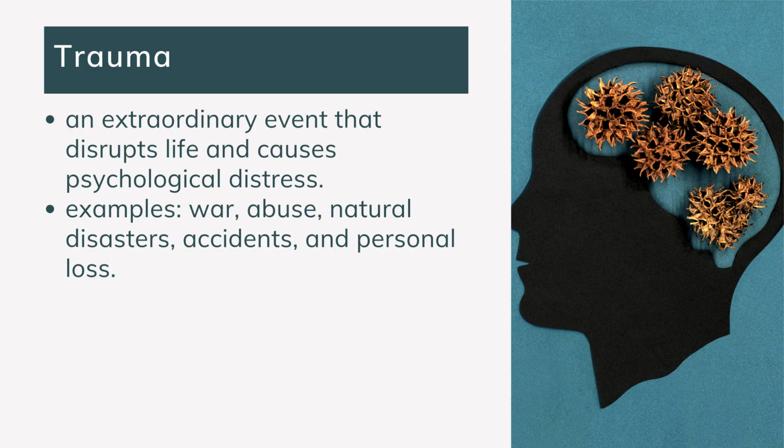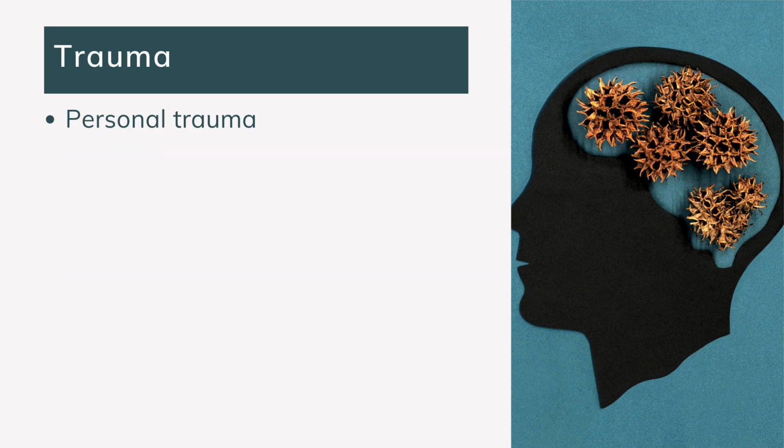What exactly is trauma? Trauma is any event or situation that overwhelms a person's ability to cope. It often leads to intense fear, helplessness, or horror, and can have lasting emotional effects. Here are some real-life examples of trauma. We have personal trauma. For example, a survivor of domestic violence who has trouble feeling safe in relationships.